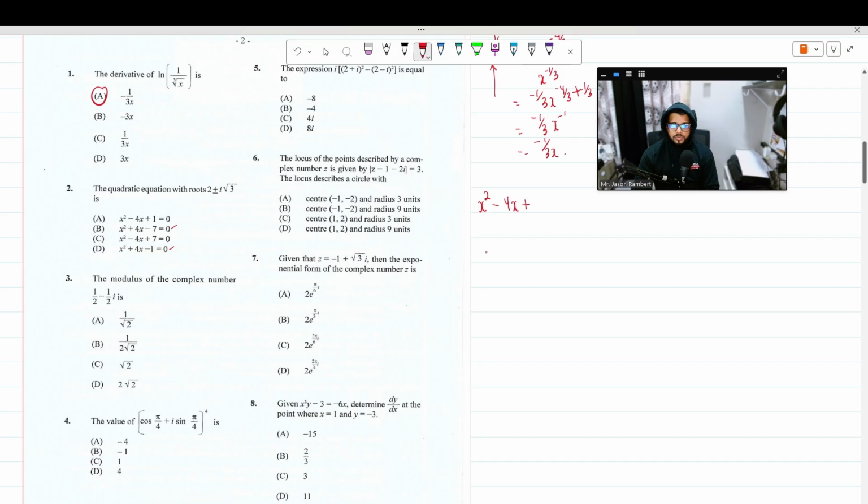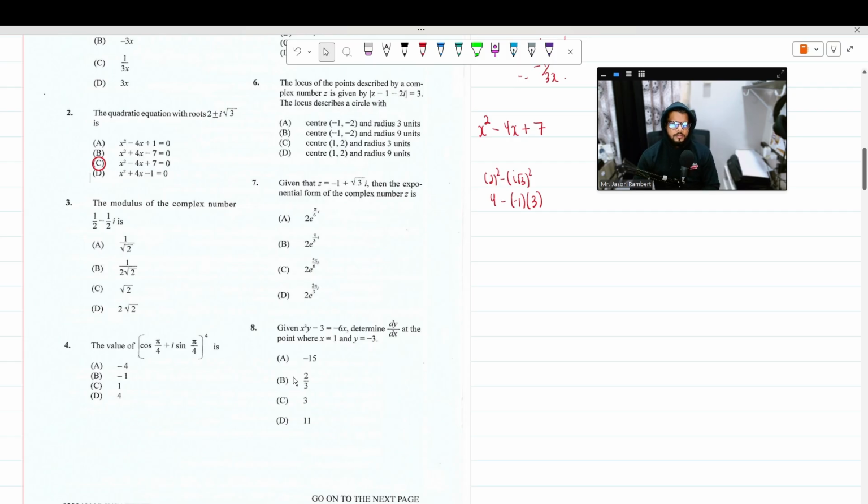We're going to get 2 squared, take away i root 3 all squared. 4 take away i squared, which is minus 1, root 3 squared is 3. 4 plus 3 is 7. So we're going to get plus 7 as my answer: x squared minus 4x plus 7. Answer is C.